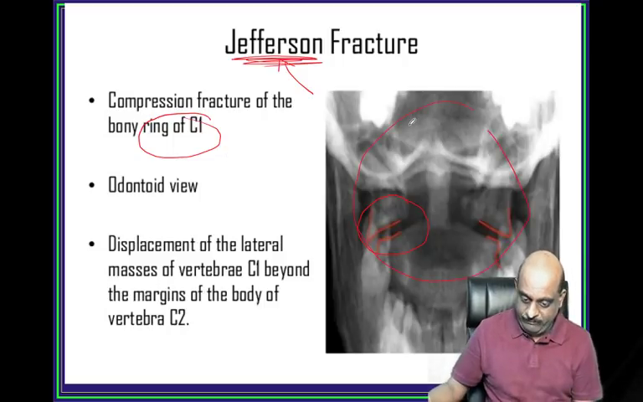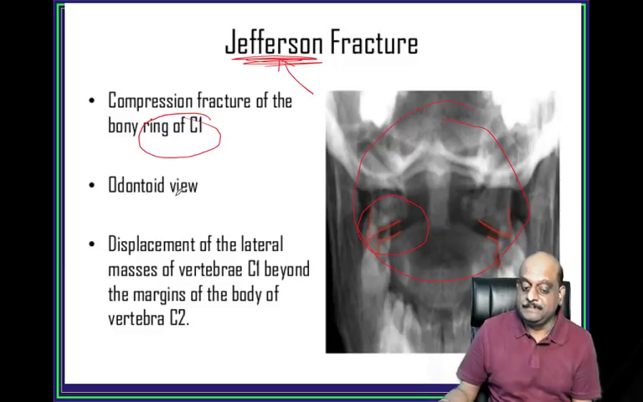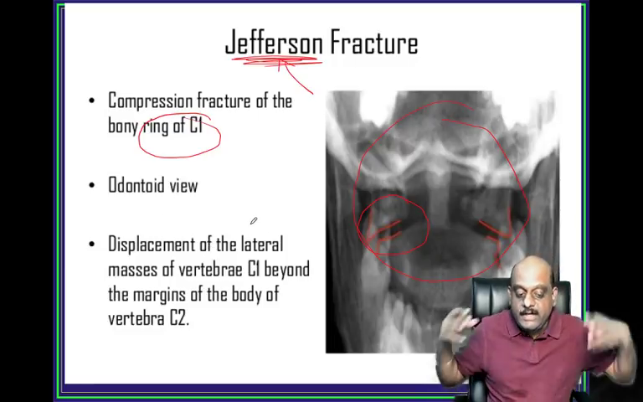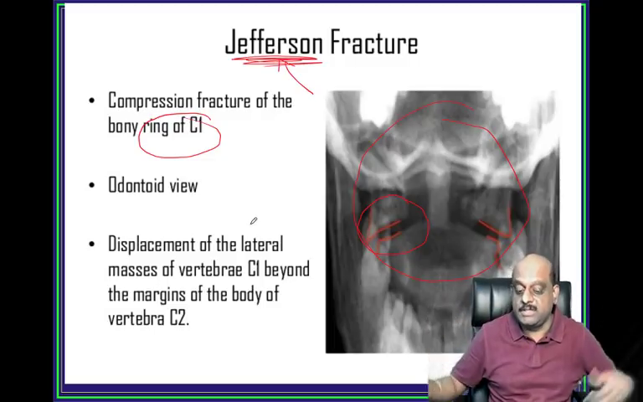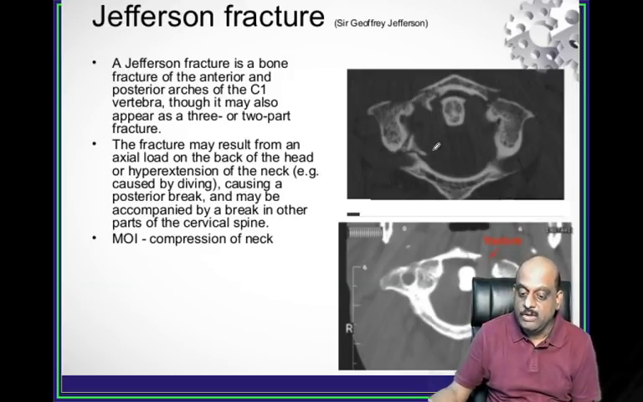This is the odontoid view, in which you can see the Jefferson, and there is a displacement of the lateral masses of the vertebra C1. That's what you can see. So this is another example.